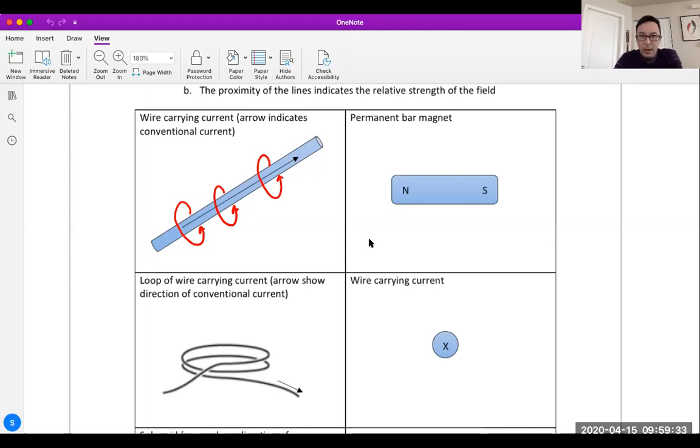So a North Pole would get pushed away from this north side of the bar magnet and would get attracted to this south side of the bar magnet. So the magnetic field would look like this. It would get pushed away from the north and attracted to the south. The magnetic field lines look like this.